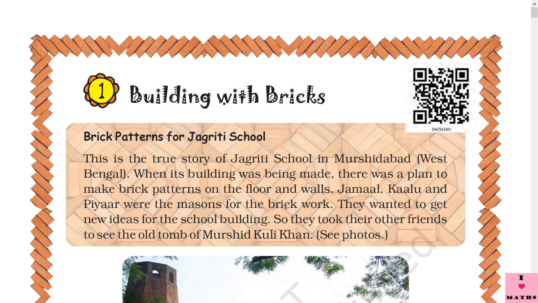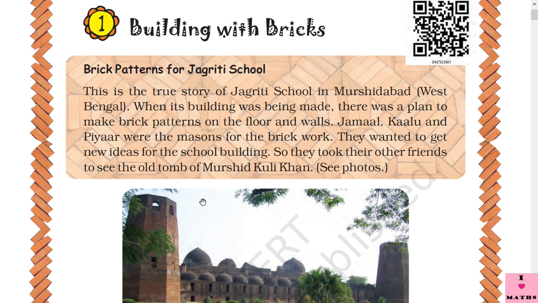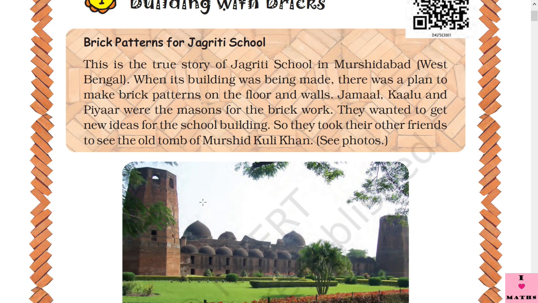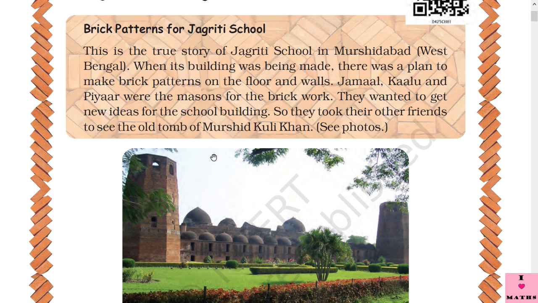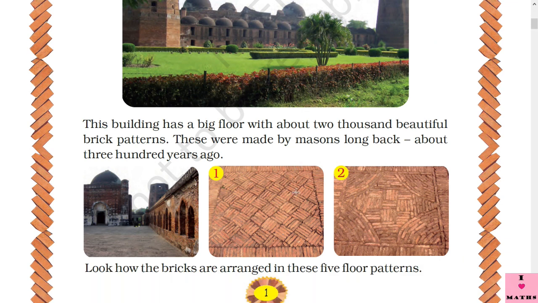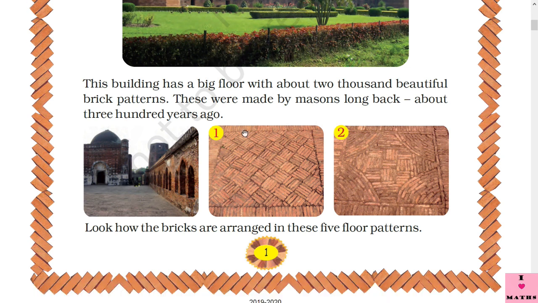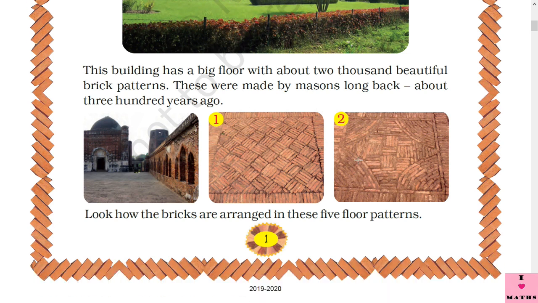Now the masons who were supposed to make the building, Jamal, Kalu and PR and some other masons, they went to take some ideas from the old tomb of Murshid Kuli Khan. In this tomb, they had made beautiful patterns on the floors. You can see this first pattern of bricks which has been made. Then see the second pattern.